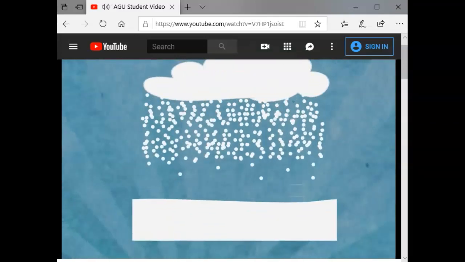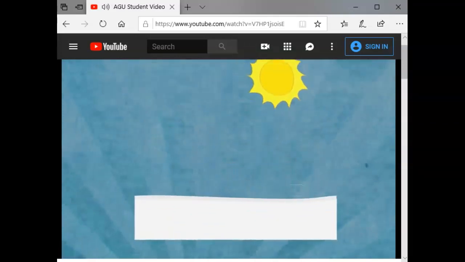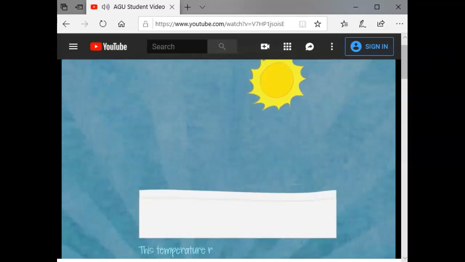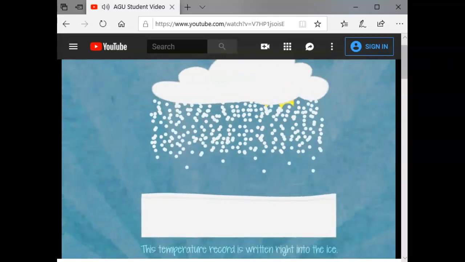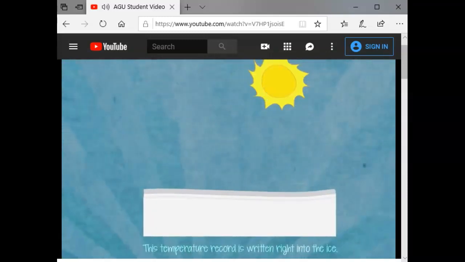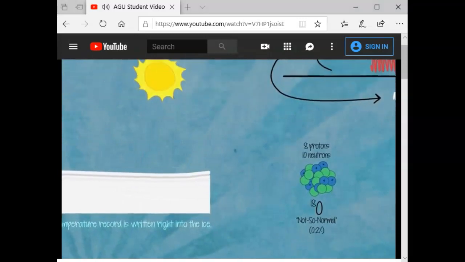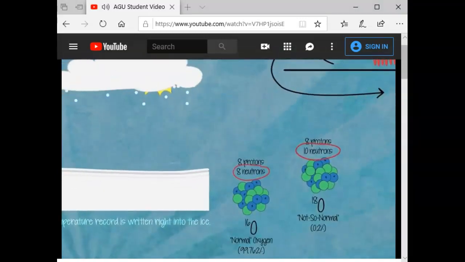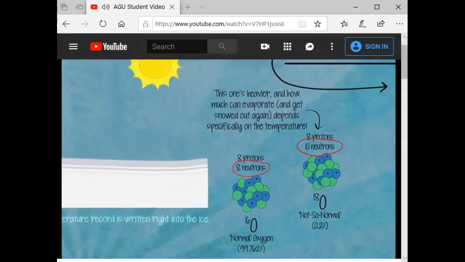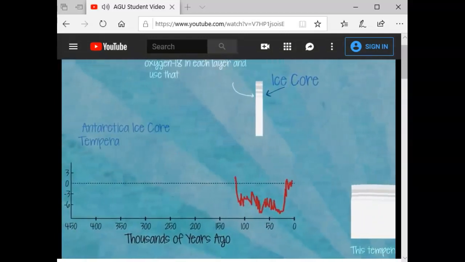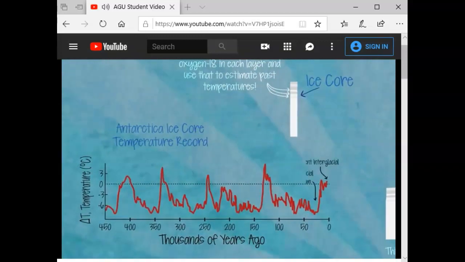When temperatures are low enough, more ice accumulates during the winter than melts during the summer, and permanent ice sheets can grow. This temperature record is written right into the ice. The annual layers of deposited snow capture different amounts of oxygen-18, a much less abundant, heavier cousin of typical oxygen-16, and that depends on the temperature. We can measure these differences in ice cores and reconstruct hundreds of thousands of years of climate history.